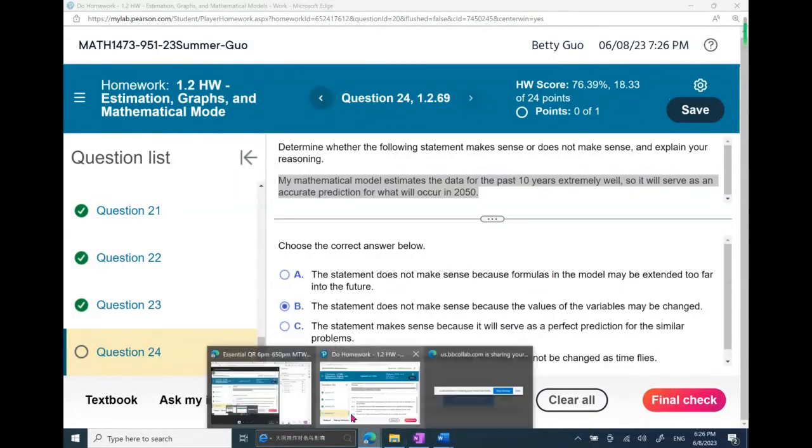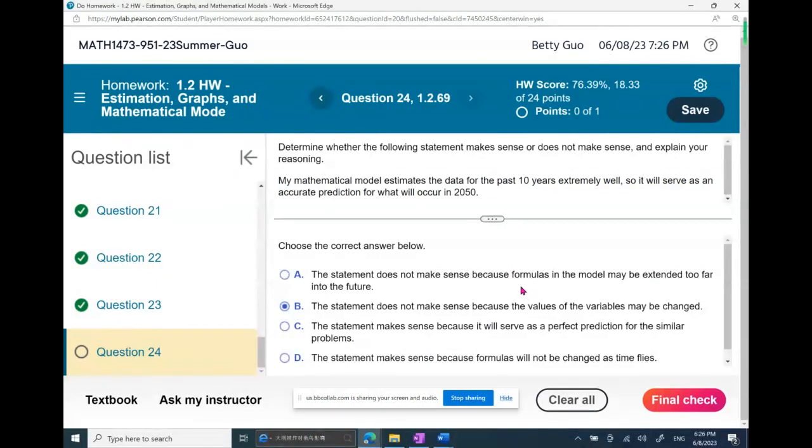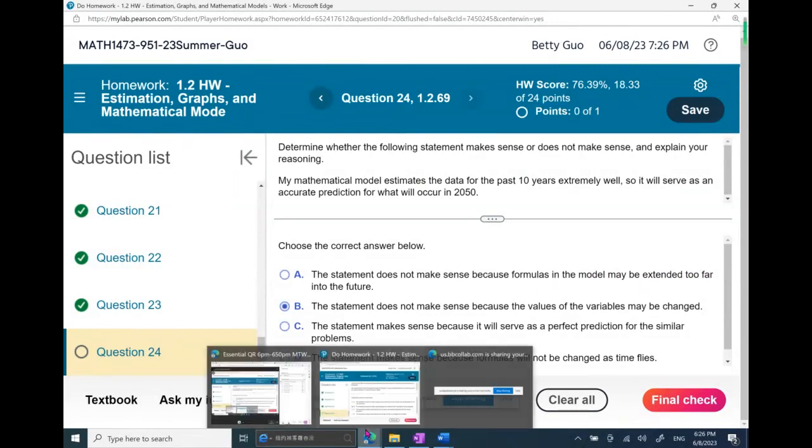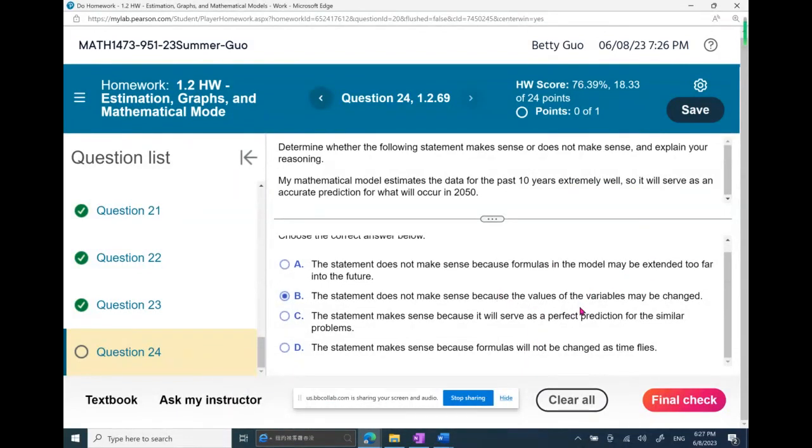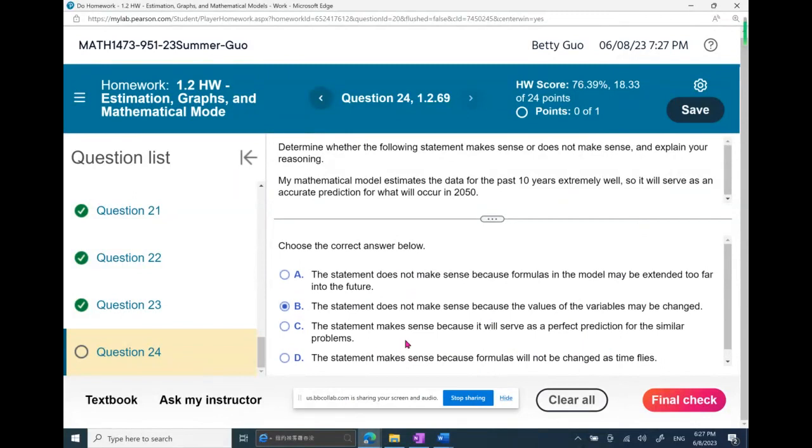Would A actually be correct though, because this person only has 10 years of data, right? So maybe going 50 years or 20 years, I guess. Oh, no, 30 years might be too far in the future. But it says because formulas in the model may be extended too far. That's supposed to be positive, but then it says does not make sense. That's weird. I'll see this as a glitch. The statement makes sense because formulas will not be changed as time flies. I don't think so. Makes sense because it will serve. I don't think so. It has to be B.